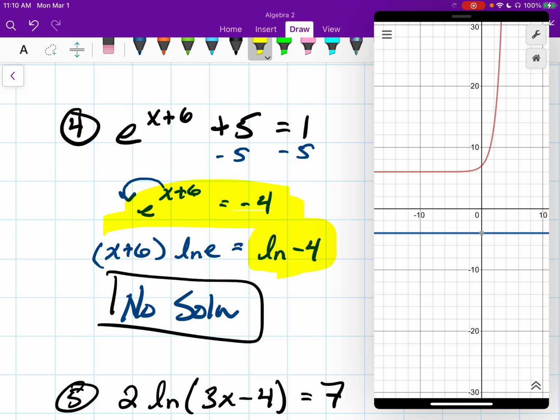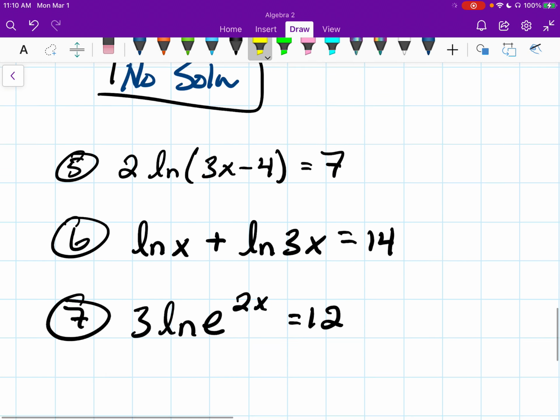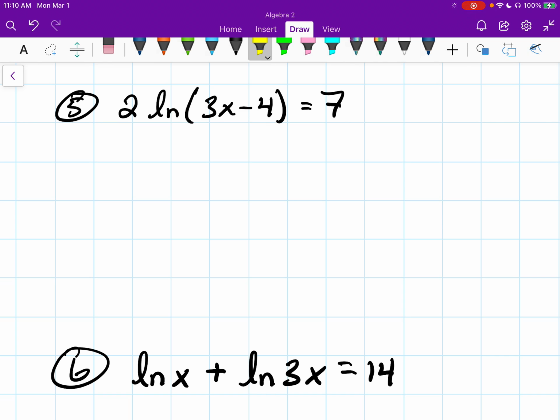All right, number 5. Now that we got that one. Starting off, let's divide by 2 to get our natural log all on its own. Natural log of 3x minus 4 is equal to 7/2. And I'm just going to leave it as a 7/2.